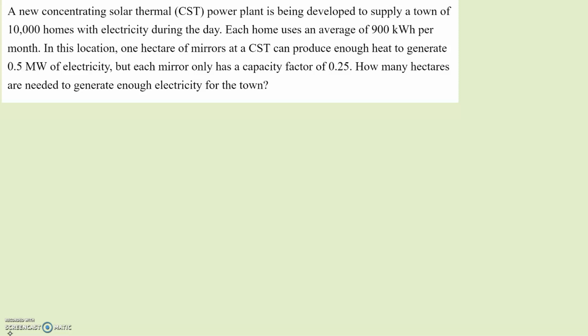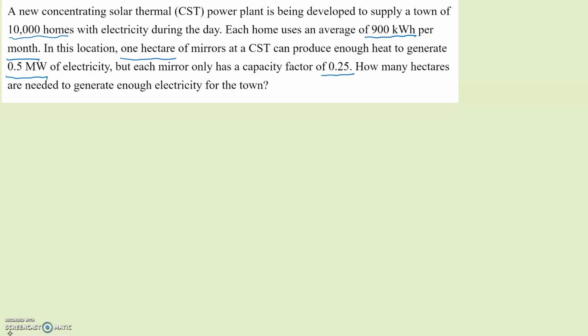All right, so we have this question. We've been given 10,000 homes and an average of 900 kilowatt hours per month. One hectare, which is a unit of land area, like an acre except in the metric system, can produce enough heat to generate 1/2 a megawatt of electricity, but each mirror has a capacity factor of 25.